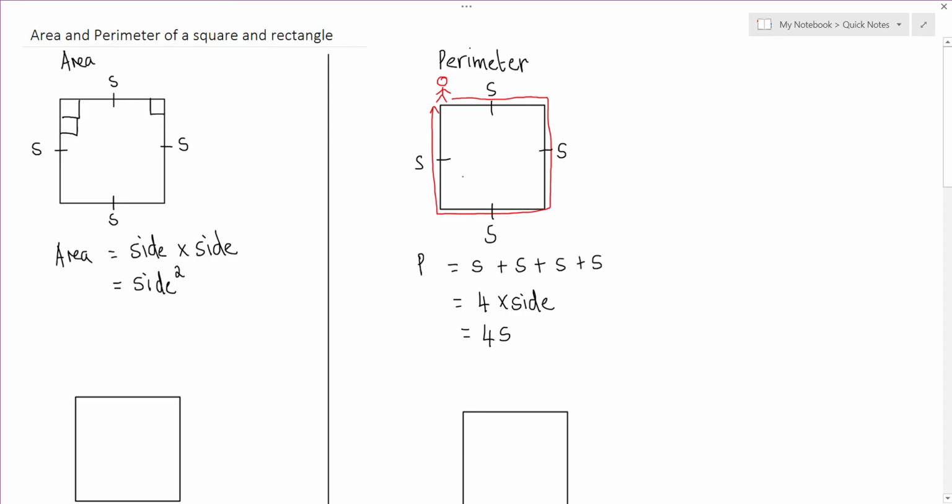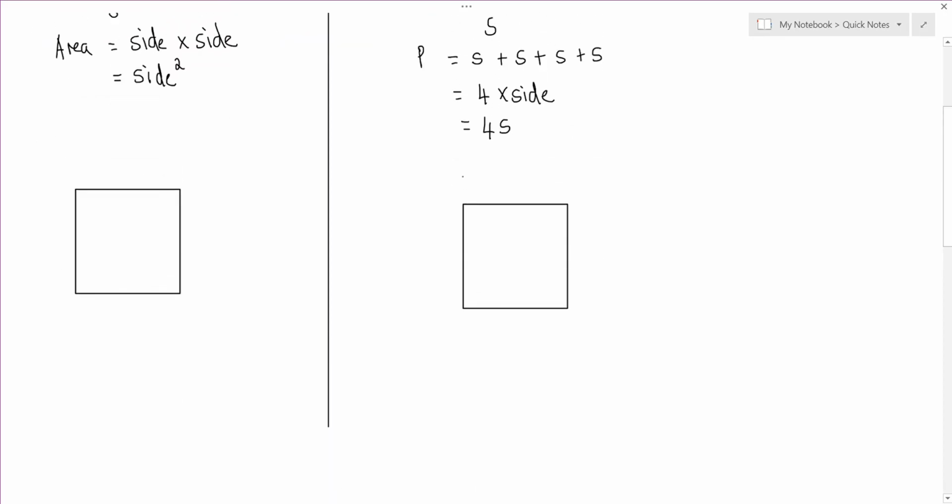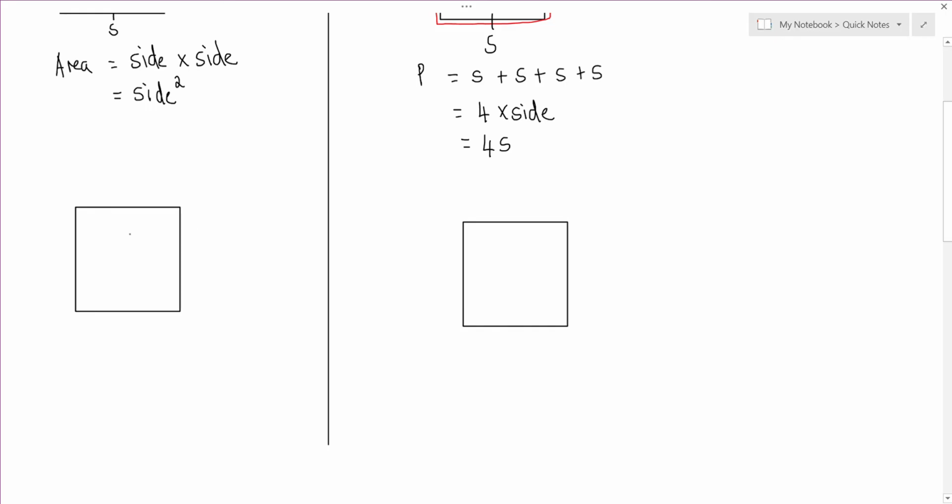So let's look at an example so that you could understand. Here, let's make the side 6. And if it's 6, all the sides are going to be 6. So we're going to apply our rule. Our rule is side times side. My side here is going to be 6 times 6, and 6 times 6 is 36. So we're going to say 36 units, if we don't have a measurement, units squared.